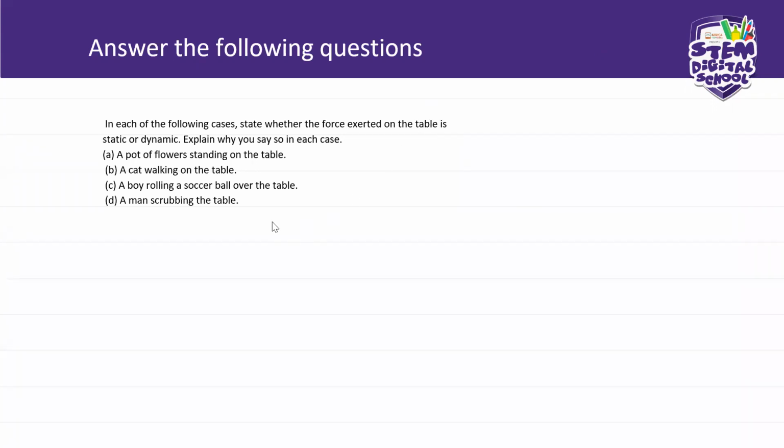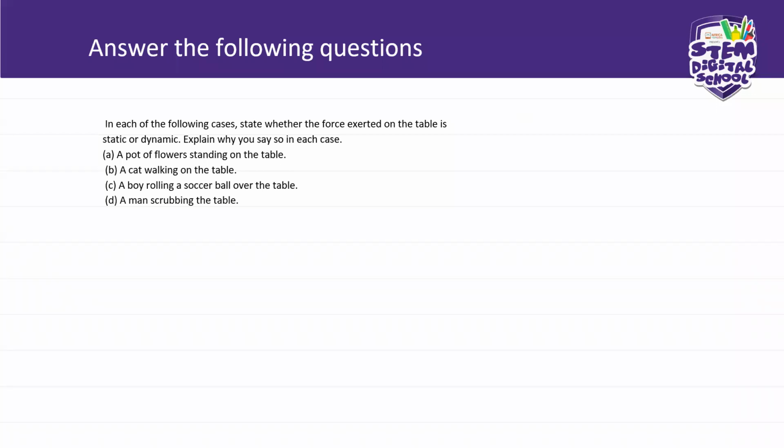C, a boy rolling a soccer ball over the table. Is that static or dynamic force? A boy rolling a soccer ball over the table. It's dynamic. Why? Because it's a moving object.